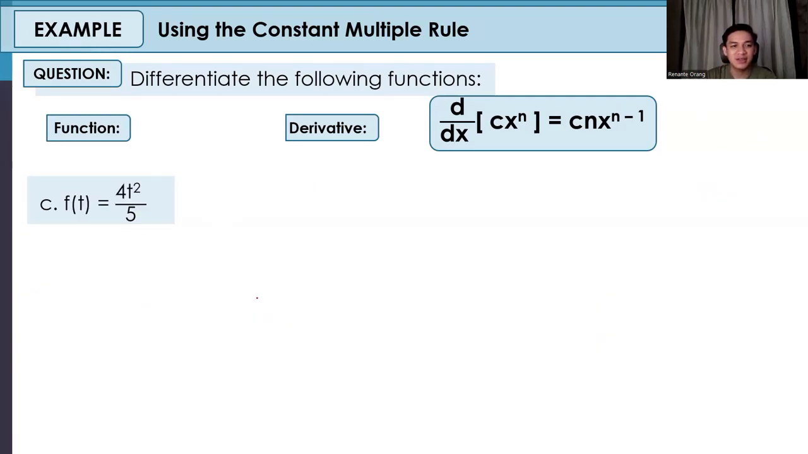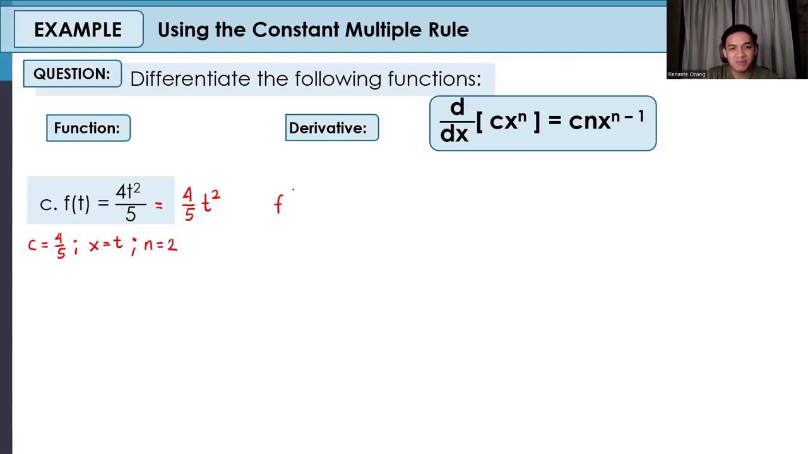Letter C, we have the function of t is equivalent to 4t squared over 5. So, for this one class, rewrite muna natin para mas klaro yung constant natin, 4 over 5 t squared. So, this is just the same. Sineparate lang natin yung constant. So, next step is to identify our constant that is equivalent to 4 over 5. Next is our x, yung may exponent, which is t. And next one is our exponent n, which is equivalent to 2.